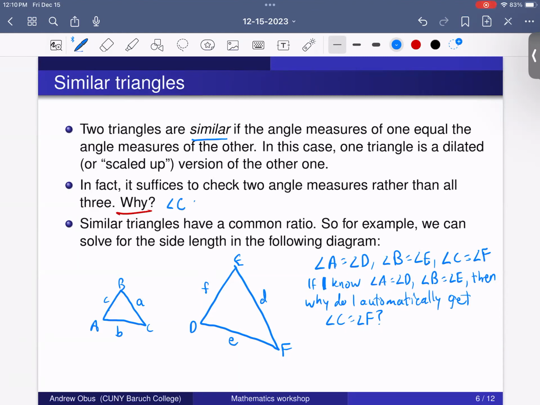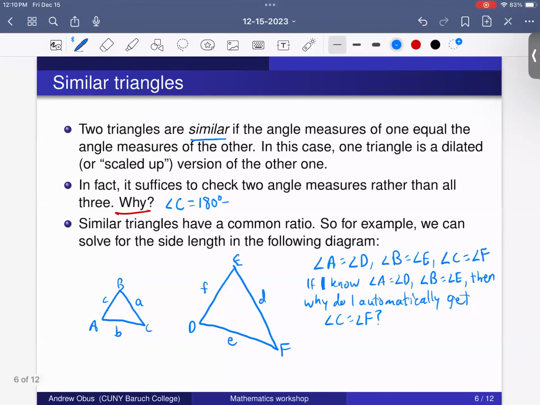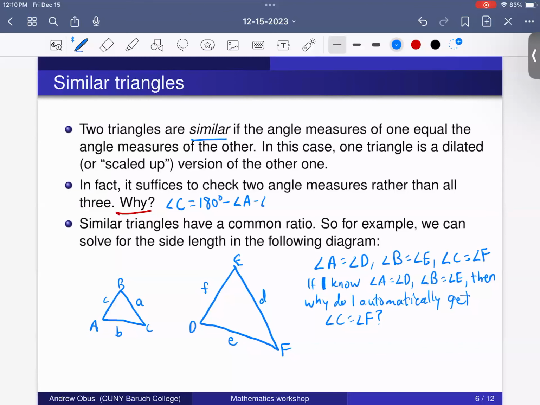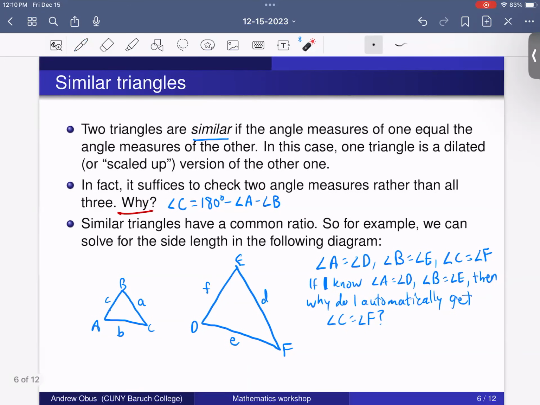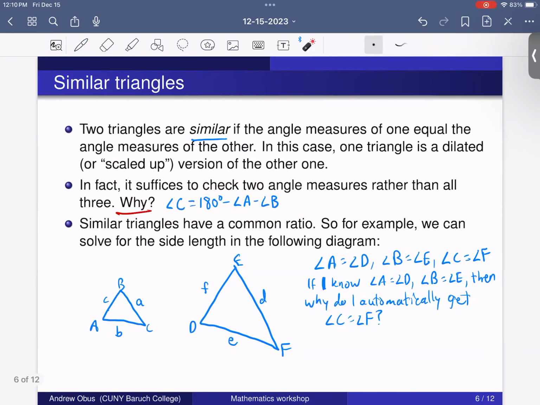So another way of writing that is that angle C is equal to 180 degrees minus angle A minus angle B, right? I'm writing this shorthand because I don't have that much space, but the point is A plus B plus C is 180. So if I want to write C alone, then C is 180 minus angle A minus angle B.